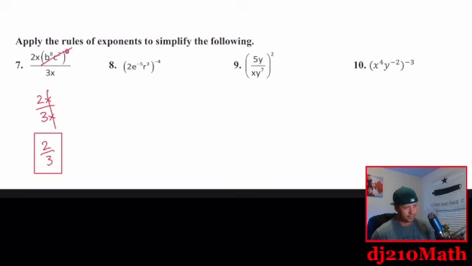Okay. All right, 8. We have 2e to the -5th power, r cubed rather, and everything to the -4th power. So there's a couple different ways of doing this.